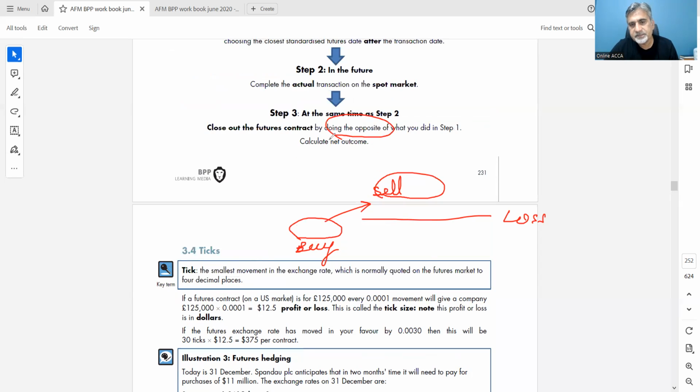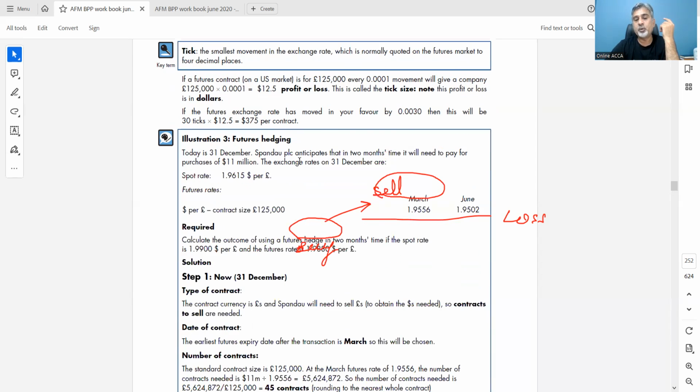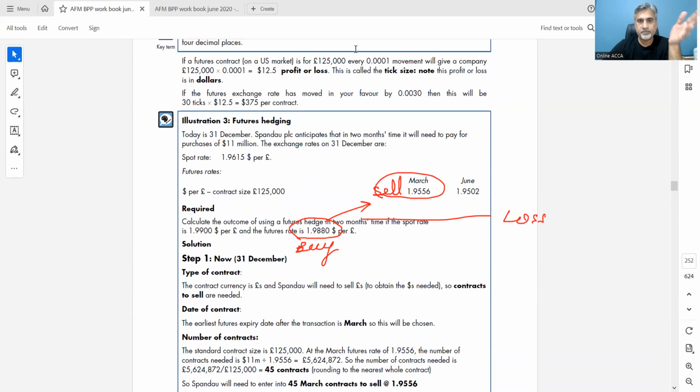Doing the opposite of what you did in step 1. Doing the opposite. So what I need to do, I'll explain what you will do with the spot market, but let me just tell you, because I said that there are 2 ways. One is spot, you will buy, and one is future, you will settle. There will be gain and loss.